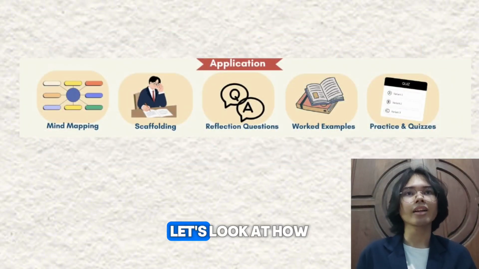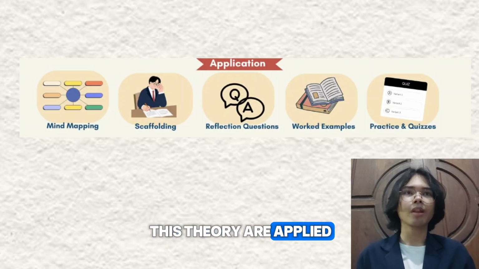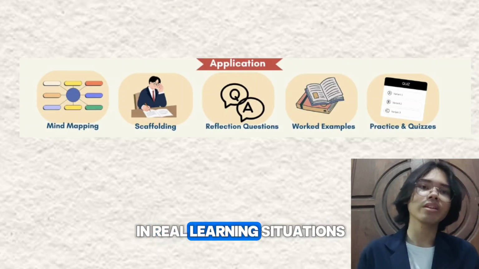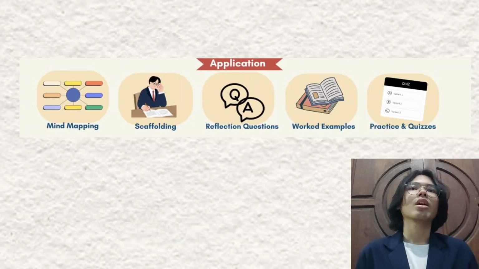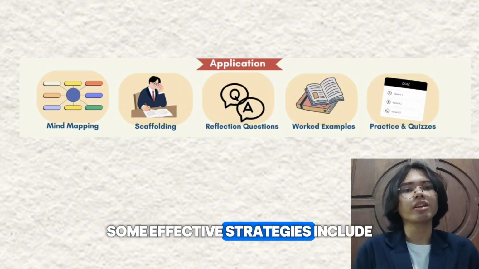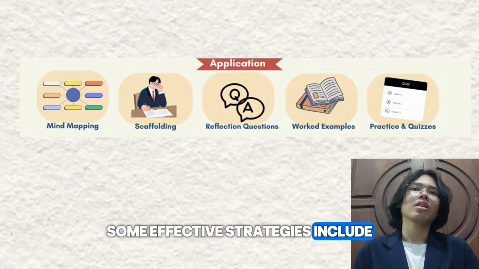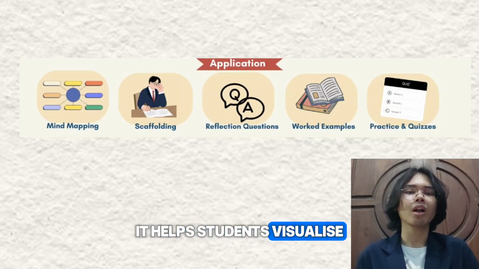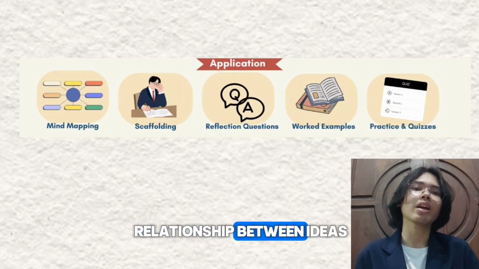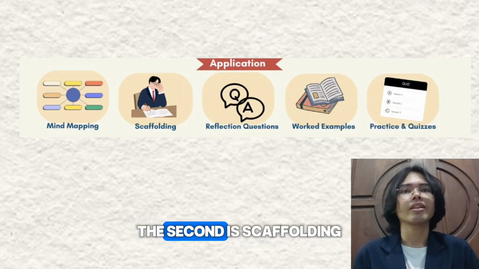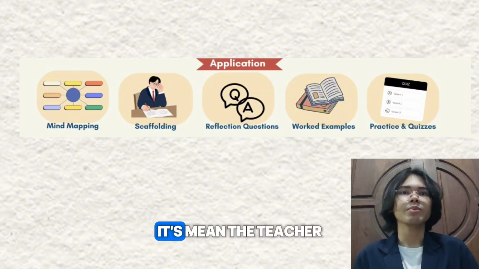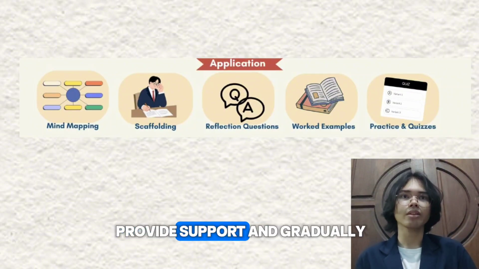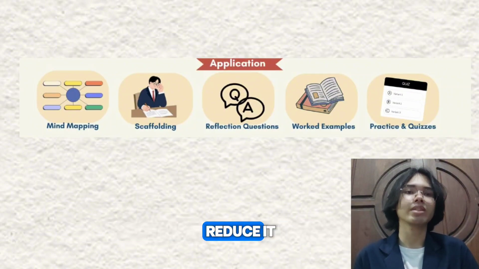Now, let's look at how these theories are applied in real learning situations. Some effective strategies include concept mapping. It helps students visualize relationships between ideas. The second is scaffolding. It means the teacher provides support and gradually reduces it.